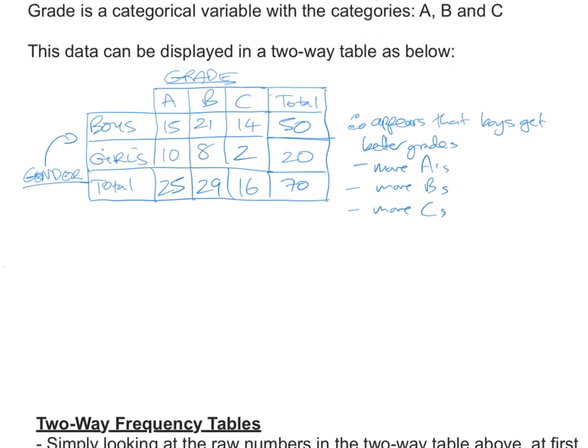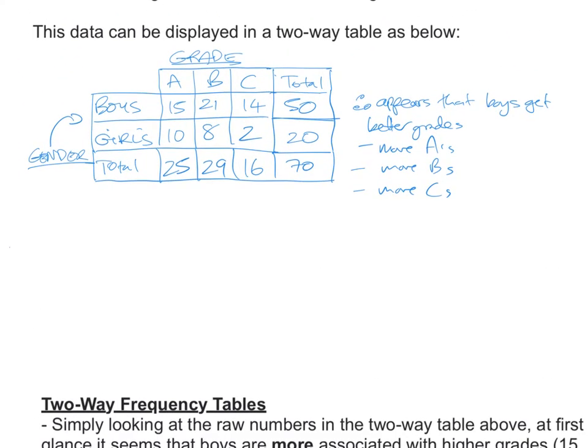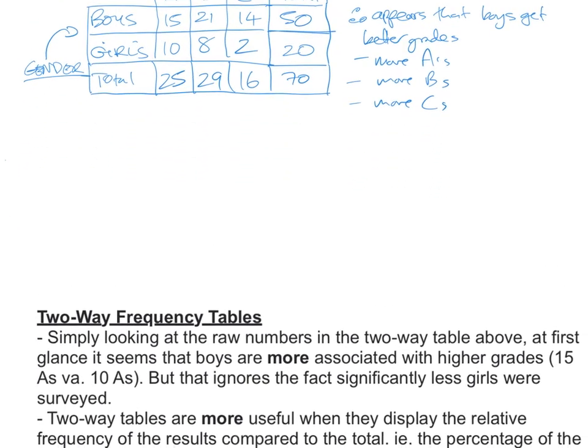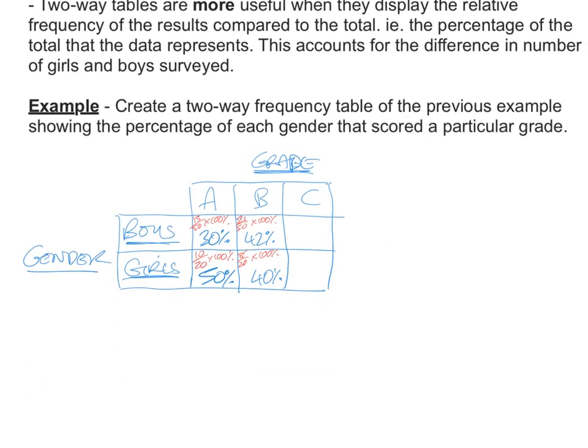Lastly, 14 out of 50 got C's for boys, 2 out of 20 got C's for girls. 14 out of 50 times 100%, 2 out of 20 times 100%. That comes to 28% of boys got C's, 10% of girls got C's.